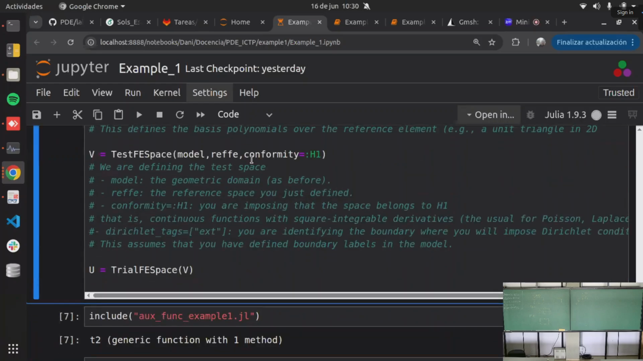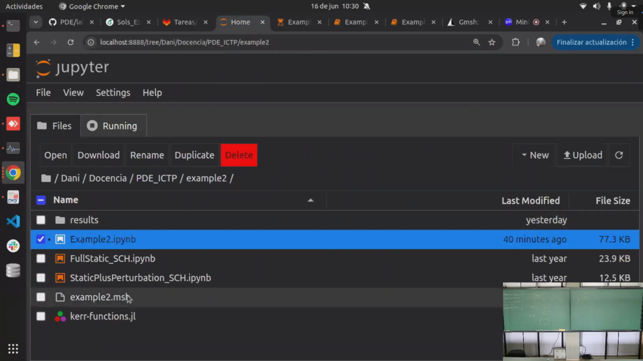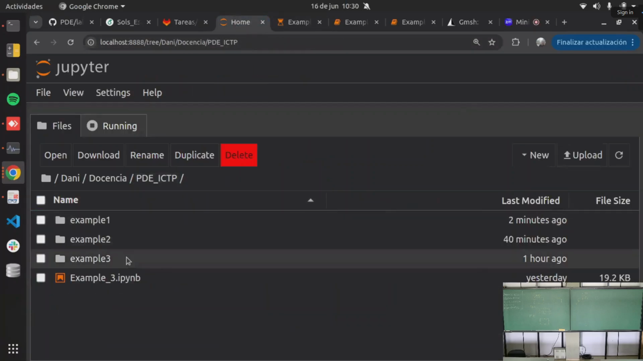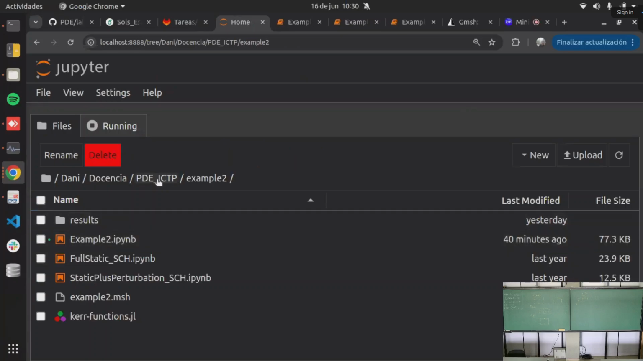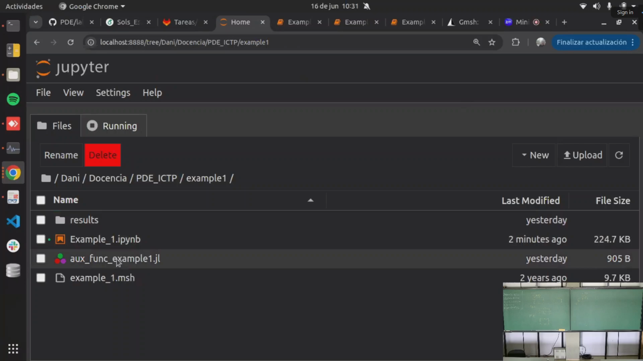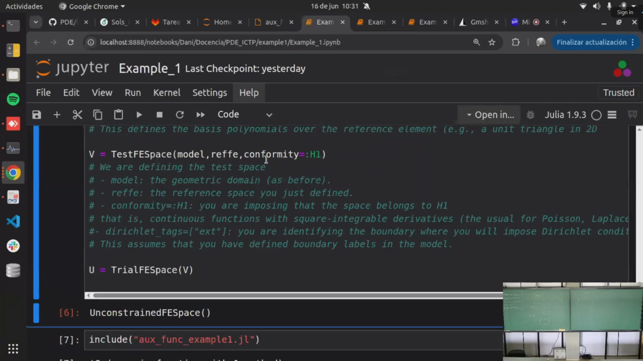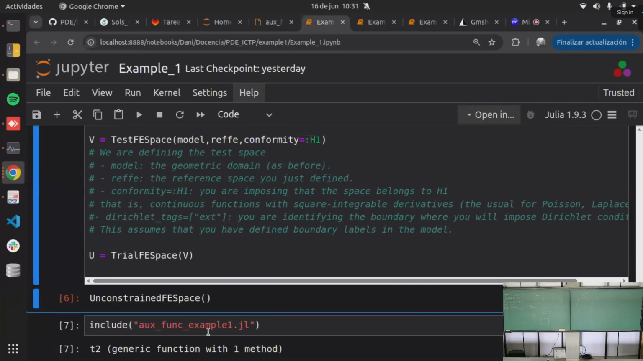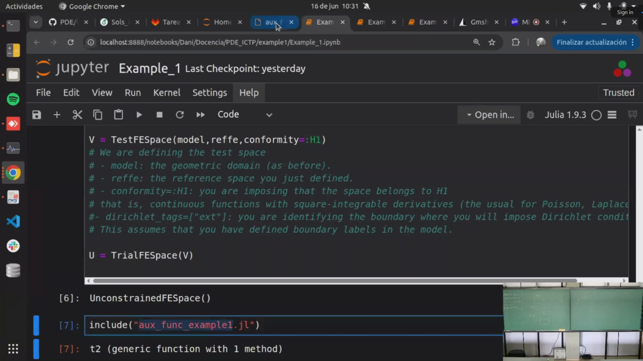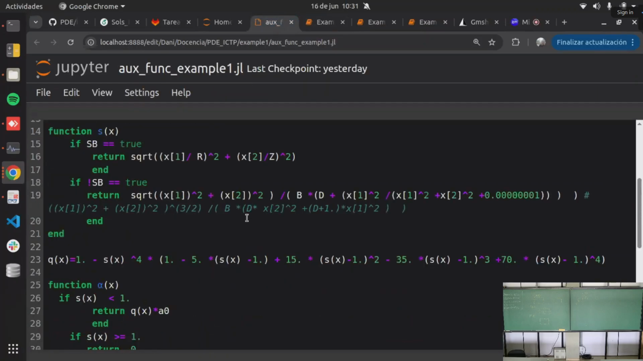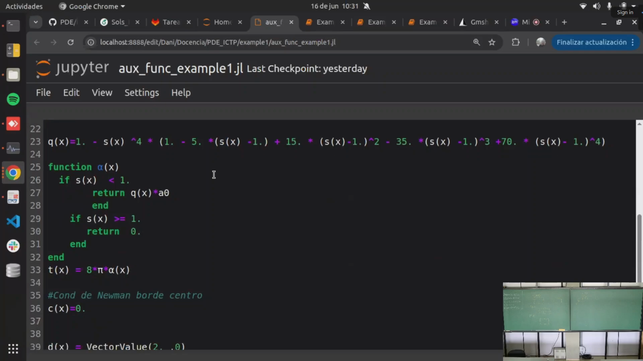And after that, I would like to show you a script I wrote, this one, that contains all the functions that I show you before.